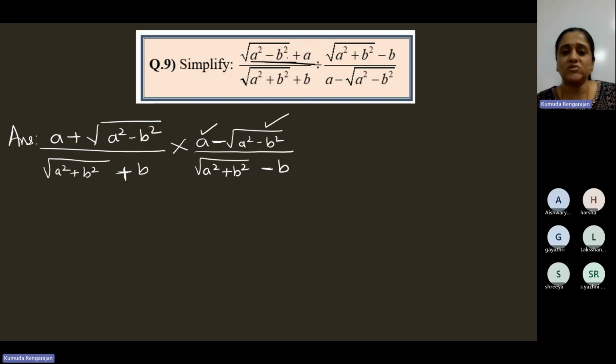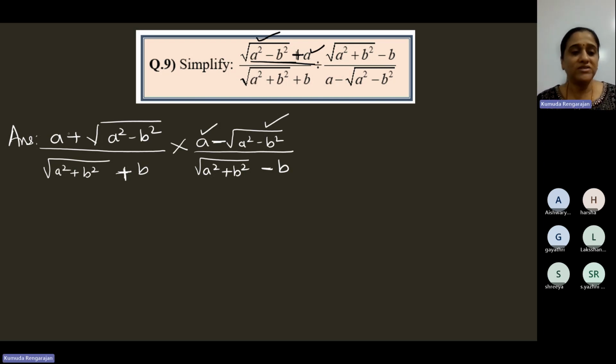Square root of a square minus b square plus a. We know that addition is commutative, right? 3 plus 4 is equal to 4 plus 3. So you just write it the other way. So a plus square root of a square minus b square. See, there's a plus sign in the middle, right? So you write this one first and then you write this. You're not changing the value, right?